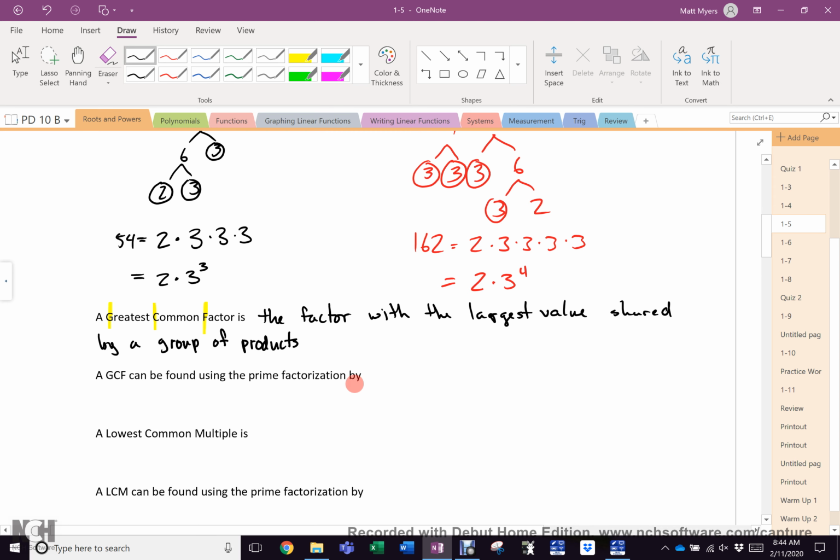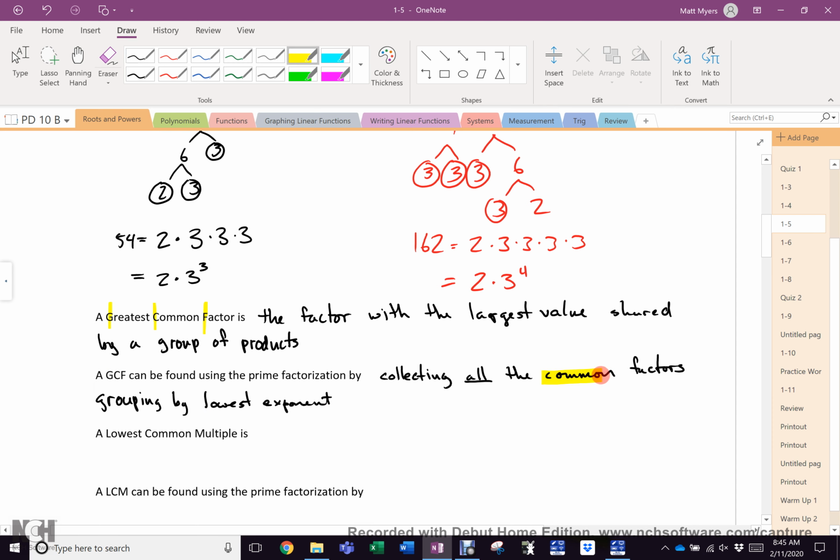All right. We find the prime factorization. This is weird, so pay attention. Once we have the prime factorization, we can find the GCF by collecting all the common factors, grouping by lowest exponent. Now that seems weird, right? Because we want the greatest common factor, but we're going to use the lowest exponent.